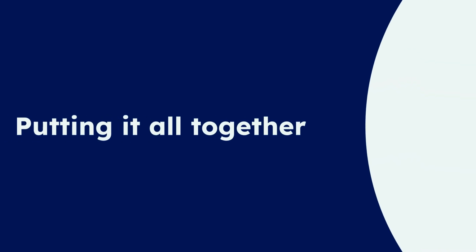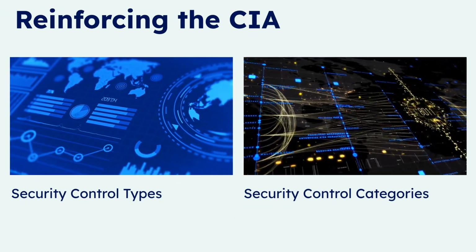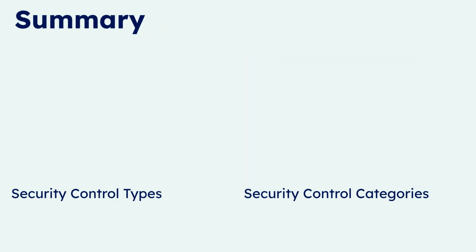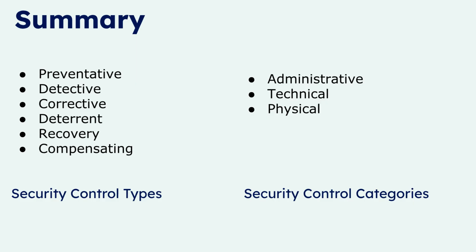By using a combination of all these control types, we create a layered defense system. These controls work together, reinforcing the confidentiality, integrity, and availability of our information against a wide range of threats. You have seen how these can be grouped into the 6 different security control types and 3 different categories. Implementing these can help to ensure a full breadth of coverage in your cybersecurity protection.